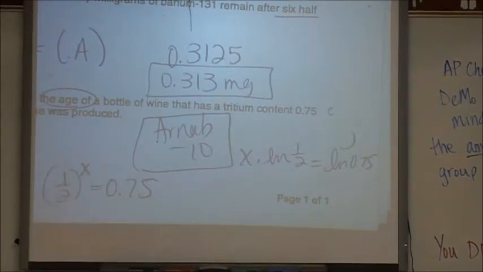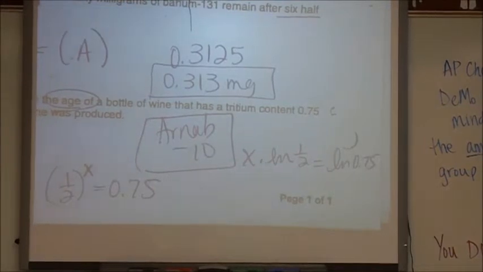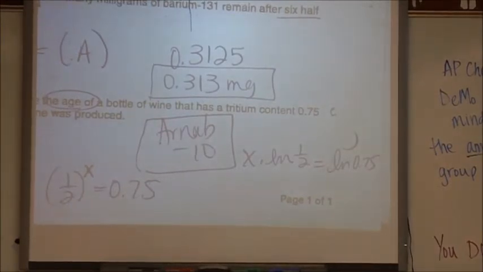Okay, so the natural log pulls that x down, so we get natural log of 1/2 times x equals that. And so then we divide the natural log of 0.75 by the natural log of 0.5. So what is x equal to? 0.415. That's not how many years, that's the number of half-lives. So if we have that many half-lives, how old is that?